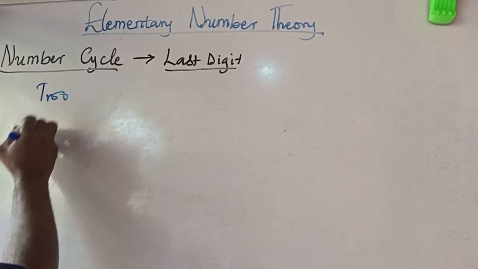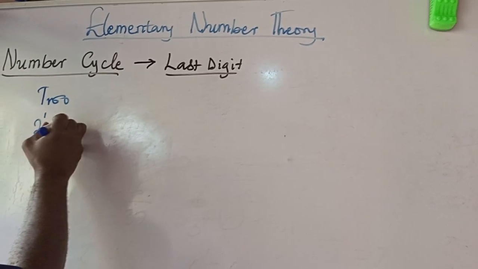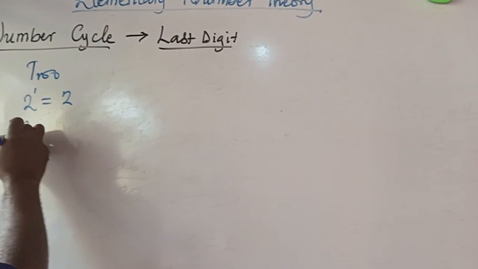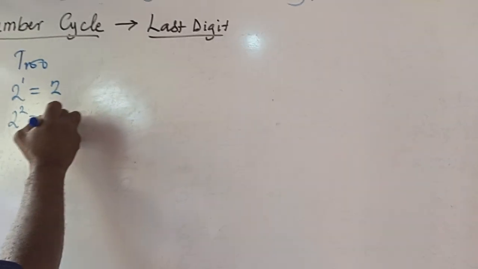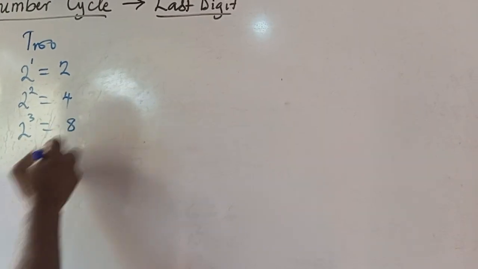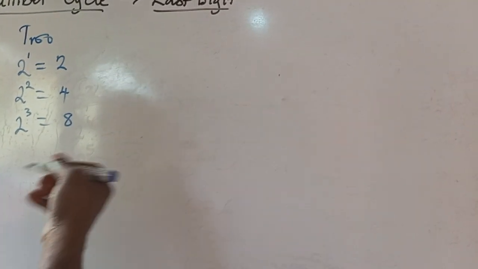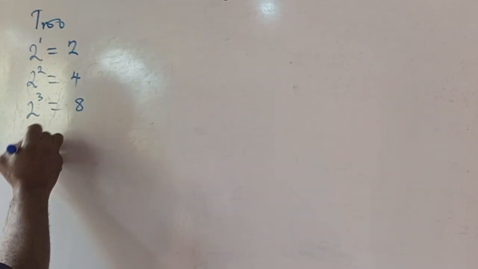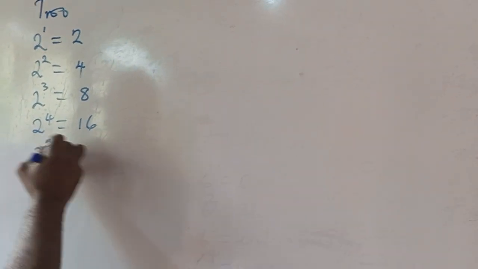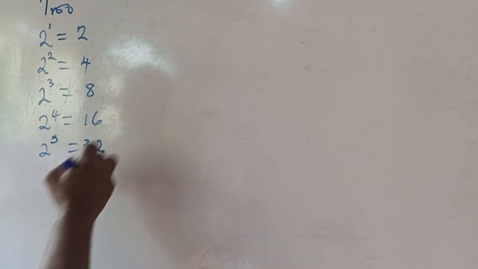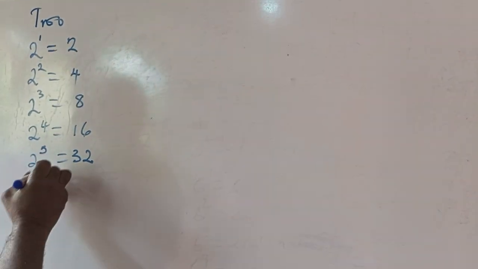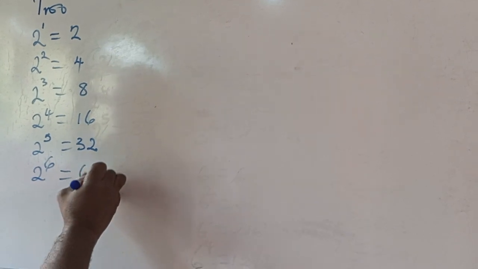In the number 2, 2 to the power 1 is equal to 2. Then 2 to the power 2 is equal to 4. 2 to the power 3 is equal to 8, that is 2 times 2 times 2. Then 2 to the power 4 is equal to 16. 2 to the power 5 is equal to 32. If you observe very well, let me take 2 to the power 6, which is equal to 64.